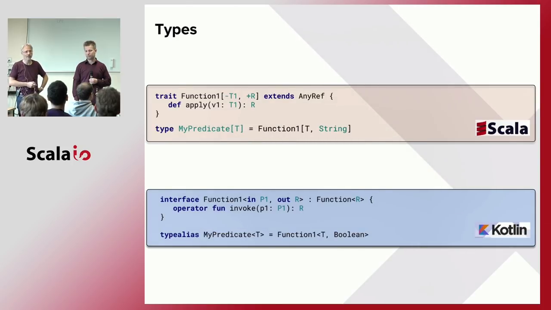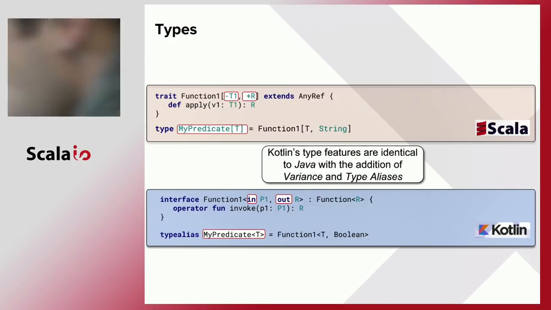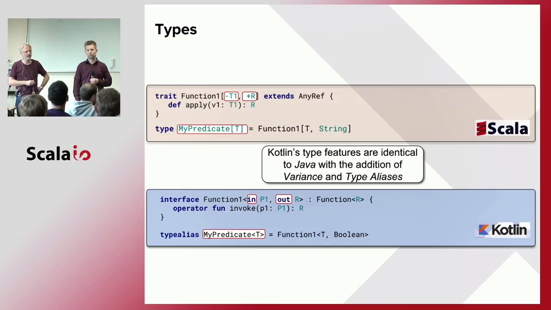Okay, we've seen some typing here. Let's quickly look at what Kotlin is offering in terms of the type system. Actually, the only addition Kotlin has, when we compare it to Java, not Scala, but Java, is that it has declaration-side variance. So in Java, you only have use-side variance, not on the declaration side itself. And this is what Kotlin adds. So you have in and out, which is, I think, quite understandable. In for contravariant and out for covariant. And you also have something like type aliases.